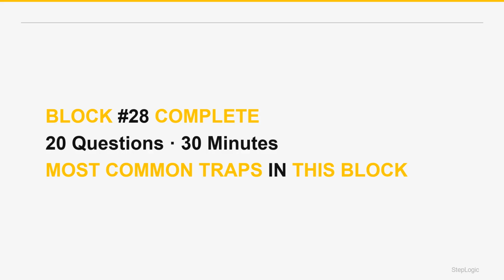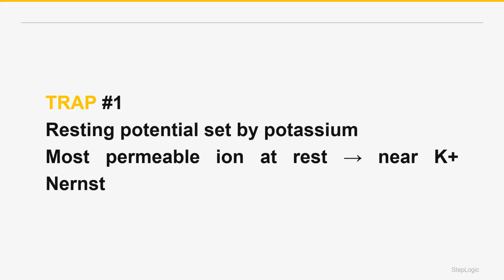Block 28 is done. Let's review the five biggest traps from this block. Trap 1. The resting membrane potential sits near -70 because the membrane is most permeable to potassium at rest, so it floats near the potassium equilibrium potential. The sodium-potassium pump maintains the gradients but doesn't set the value directly.